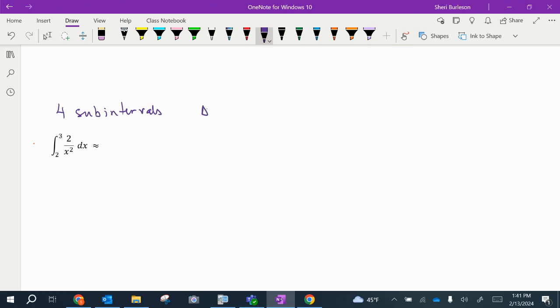So my delta x is going to be the width of my interval divided by my subintervals. So I'm going to get a delta x of 1/4. And then I like drawing this diagram so that I can see what my x sub 0, x sub 1, x sub 2 are. So I'm going from 2 to 3, and then this one is 2.25, 2.5, 2.75.